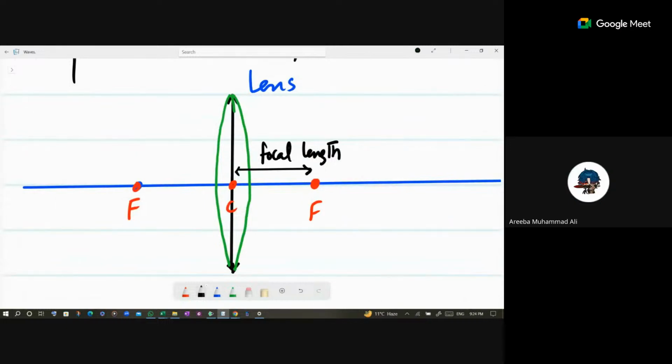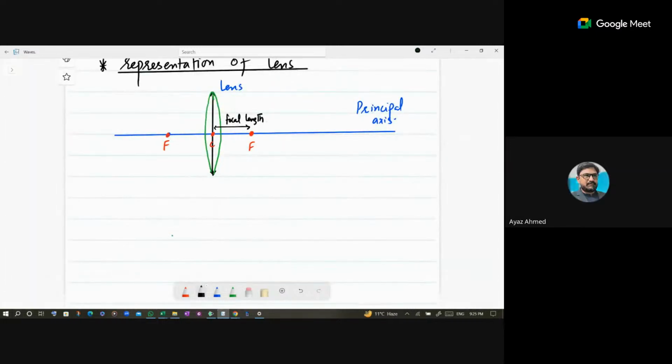The axis is just like your x-axis and y-axis. Your x-axis is called the principal axis, and this is your y-axis. This y-axis shows the position of the lens.